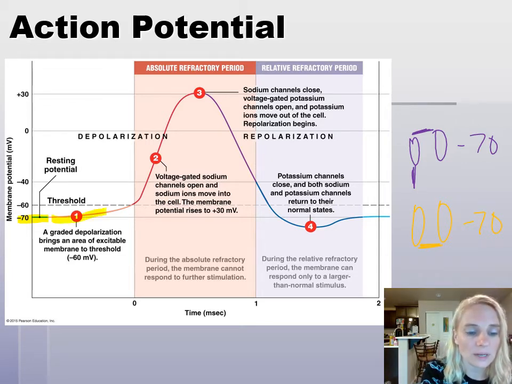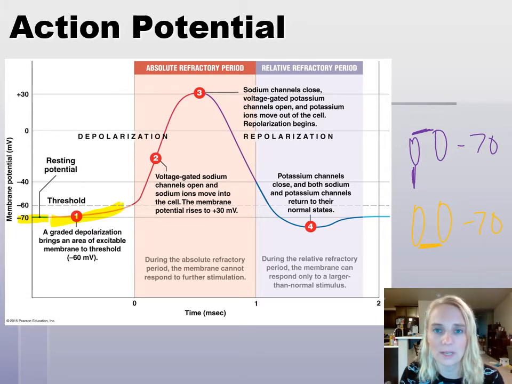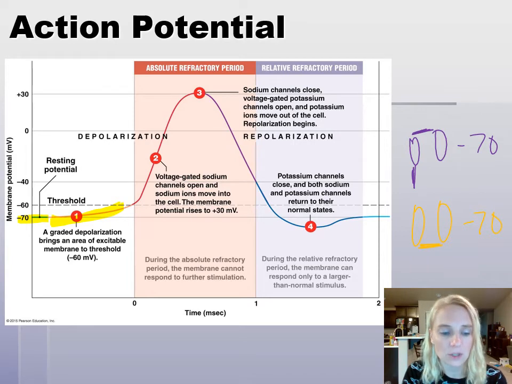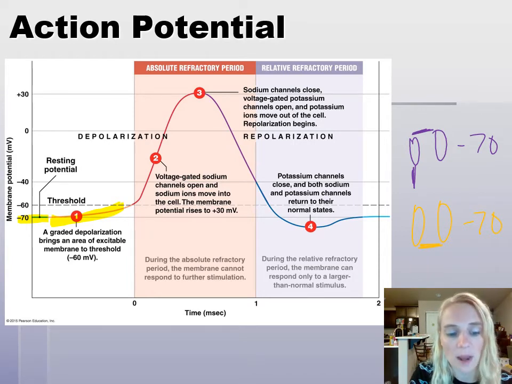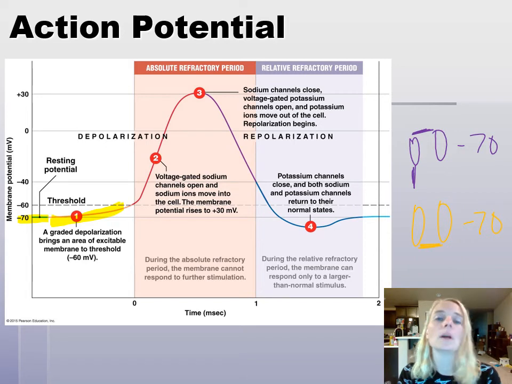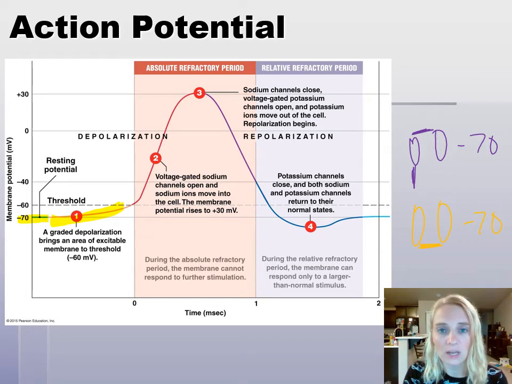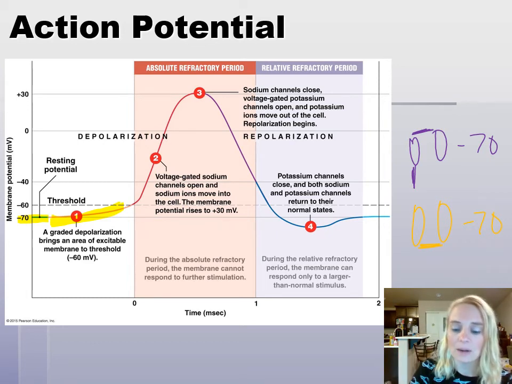Here, between negative 70 and threshold, this is step one. You have to have a graded potential somewhere near the initial segment. So it says graded potential brings an area of excitable membrane to threshold. Excitable means it has voltage gated channels. It can respond to changing transmembrane potentials. That's the whole point of voltage gated channels, is they're sensitive to changing transmembrane potentials. So somewhere next to that initial segment, a graded potential happened. It brought that area to negative 60, right?